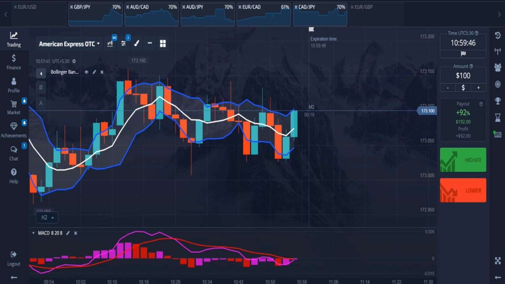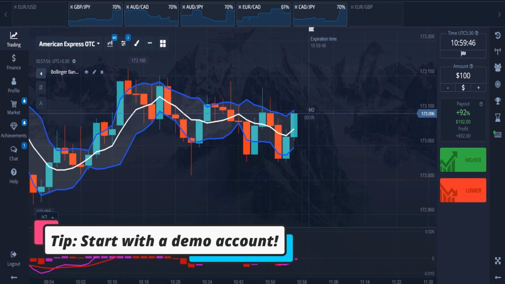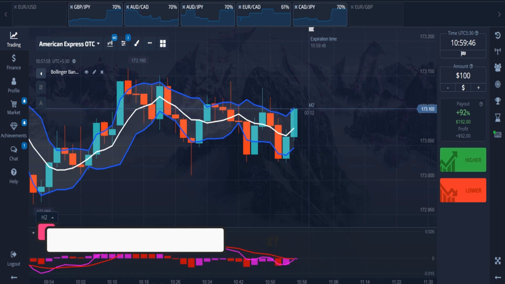If you're looking for a simple and reliable trading method, you're in the right place. Today, I'll be sharing an easy 2-minute Pocket Option trading strategy that works even for beginners. Before jumping into live trades, I highly recommend testing this strategy on a demo account. Once you're confident, you can switch to a real account.